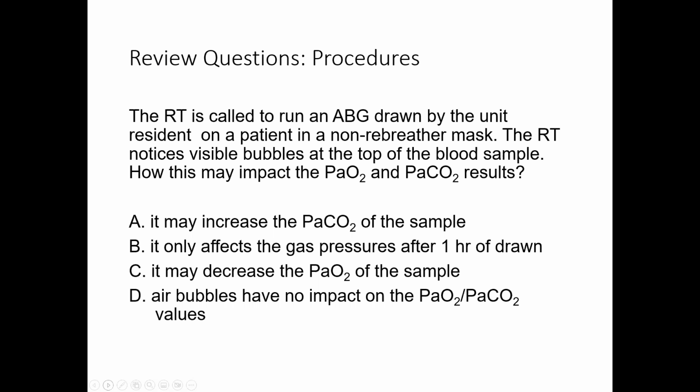One of the things it's going to do, remember, this patient's on a non-rebreather. They're not saying that the patient has a really low P to F ratio or anything like that. They're saying they're on a non-rebreather. It's a fair assertion to say that this patient's PaO2 is higher than 150. So C is the correct answer. It's most likely to decrease the PaO2 of the sample.